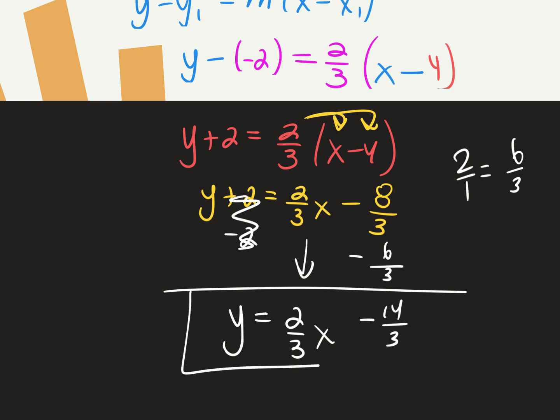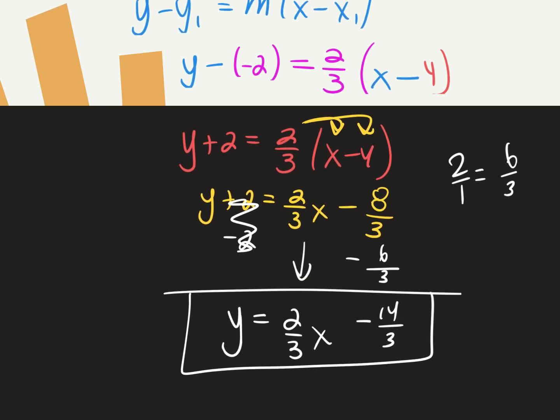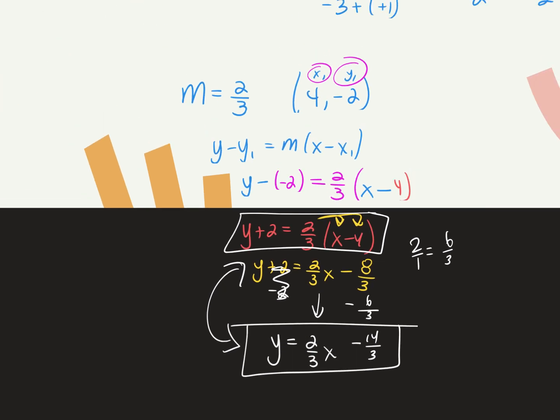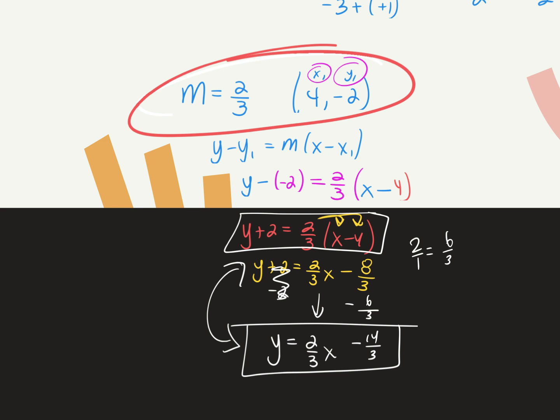So there is your equation in y equals mx plus b. Here's your equation in point slope, and here's y equals mx plus b. Some questions are going to ask you to put the equation in point slope form. Some are going to ask you to put it in y equals mx plus b, slope intercept. But if they give you a point and slope, the easiest thing to do is put it into point slope form and then just algebraically move it around. Sound good? Oh my gosh, you guys are great.